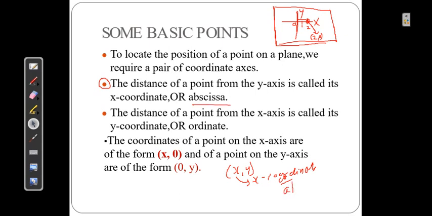Abscissa. The distance of a point from the x-axis is called its y coordinate. Suppose here is any point; the distance of the point from this axis is the y coordinate. So it can be written as (0, y), on the y-axis. Anything on the y-axis can be written as 0 and then how much distance from the x-axis, the y coordinate, or 2, whatever you want to write. These points are very, very important. Please note it down.